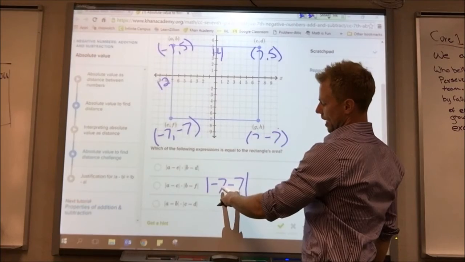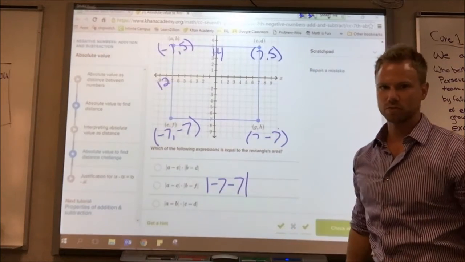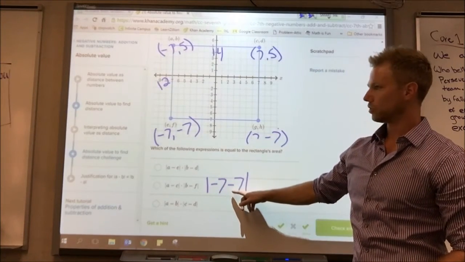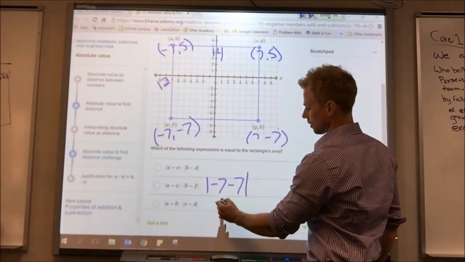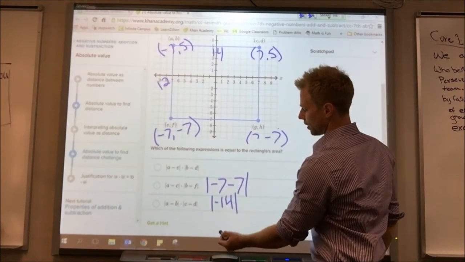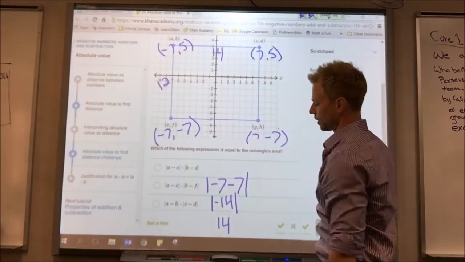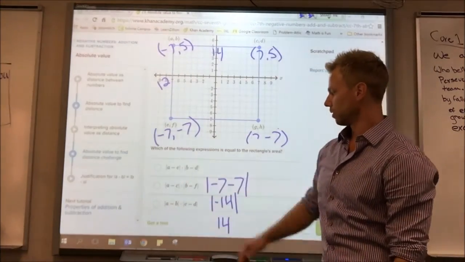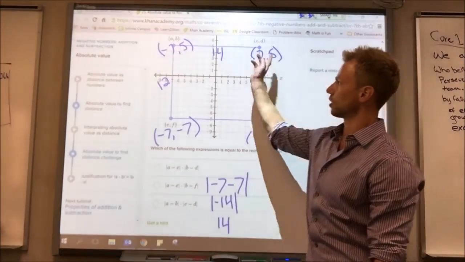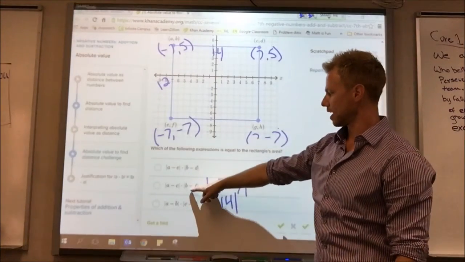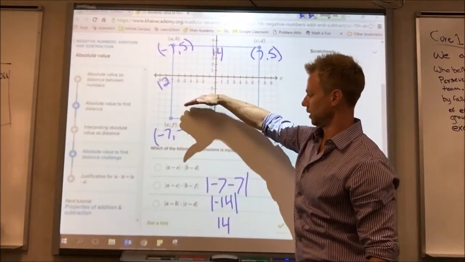They're like, so we add them together. 7 plus 7 is 14. Keep the sign of the original. It's a negative 14. Absolute value turns that into a positive 14. Okay, so that one is working so far. It gave us our 14. Let's see if the second half will give us the 12 that we need.